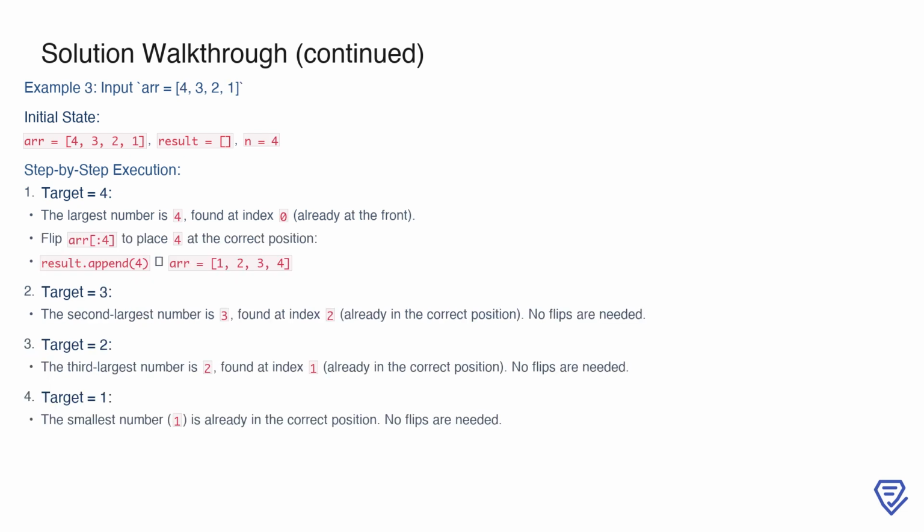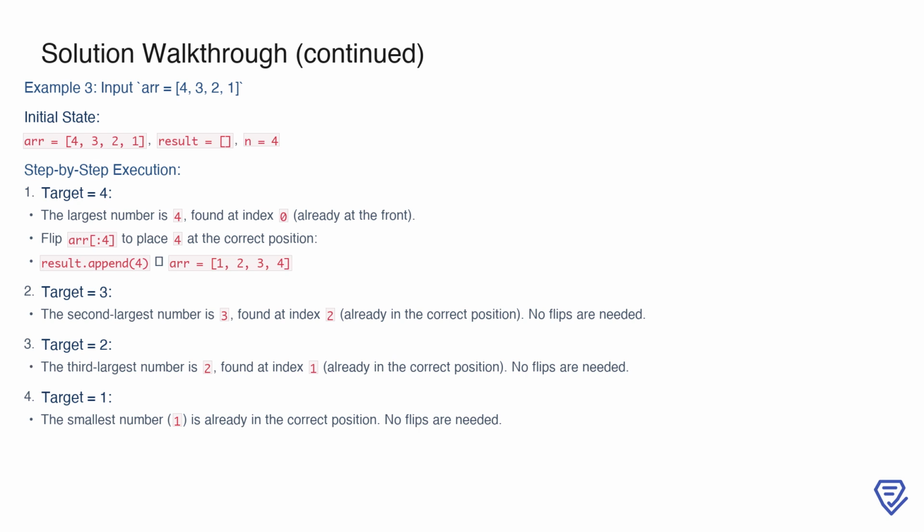In this example, we have the input ARR equals 4, 3, 2, 1. The largest number, 4, is already at the front of the array, so we can directly flip the first 4 elements to place 4 in its correct position at the end. This appends 4 to result and updates ARR to 1, 2, 3, 4.